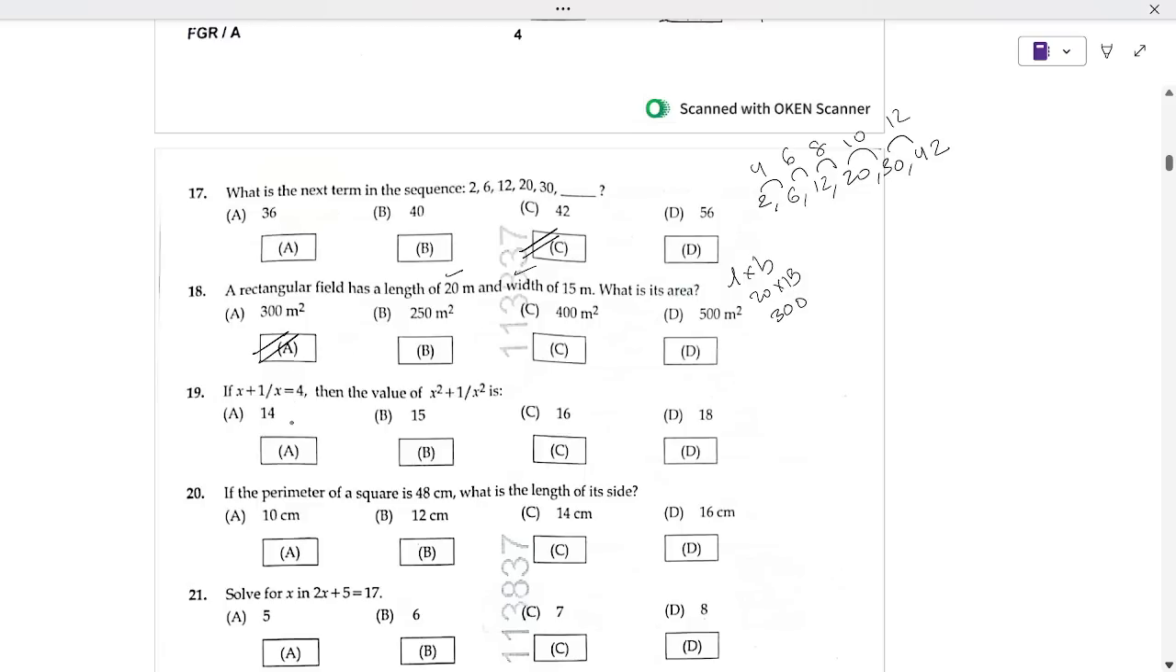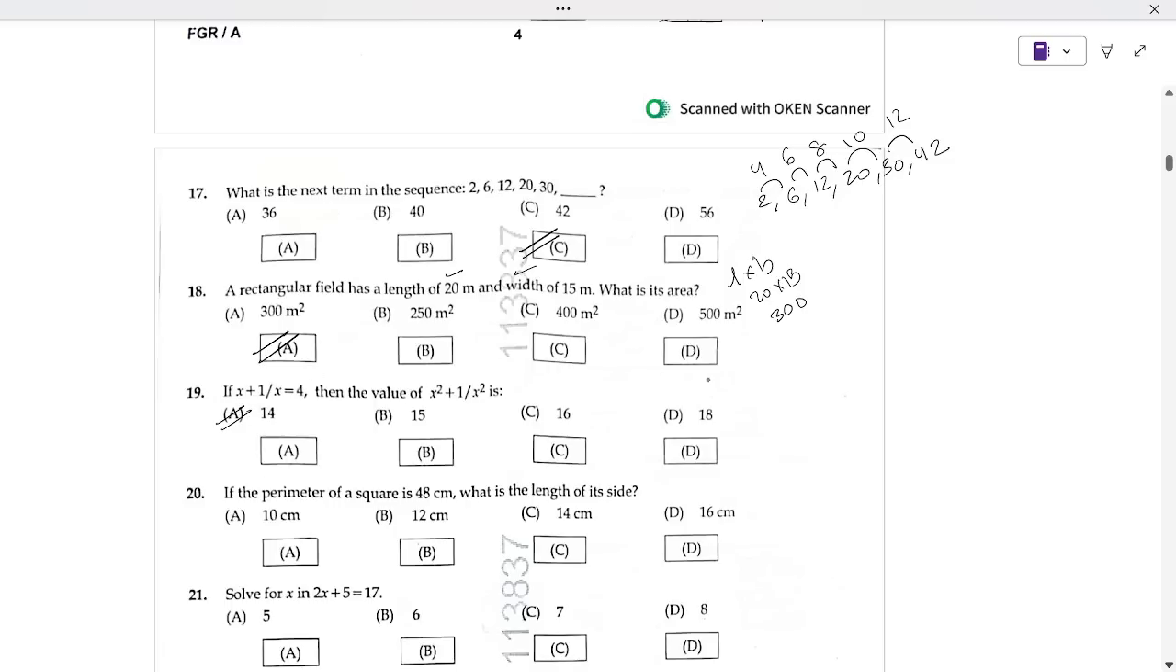Next one. If x plus 1 by x is equal to 4, that means this is from algebra. Then the value of x square plus 1 by x square is? Very easy. In this case, you just do like this. Only for x square plus 1 by x square, right? Similar as x plus 1 by x is 4, we do 4 square and minus 2, right? So 4 square is 16, minus 2 is 14. So 14 might be the answer.